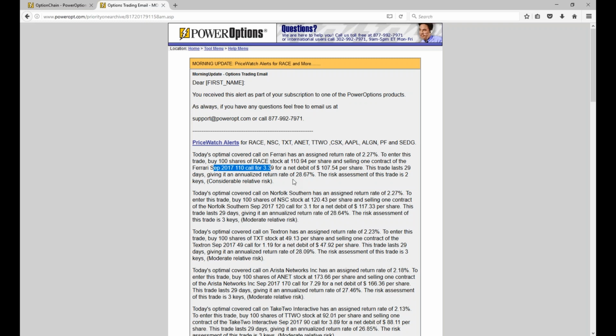I want you to look at this and say, okay, I've never traded Ferrari before. I kind of like the price. This looks like a decent return. But what about the 115? What about, does it offer weeklies? That's exactly what I want you to do with this.